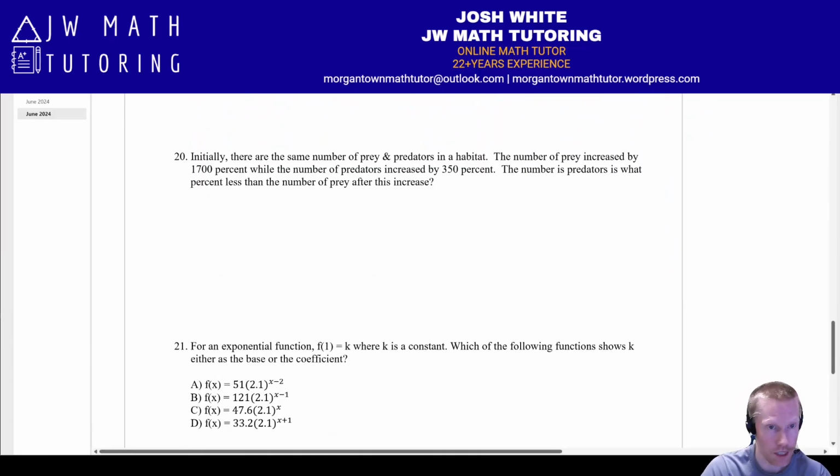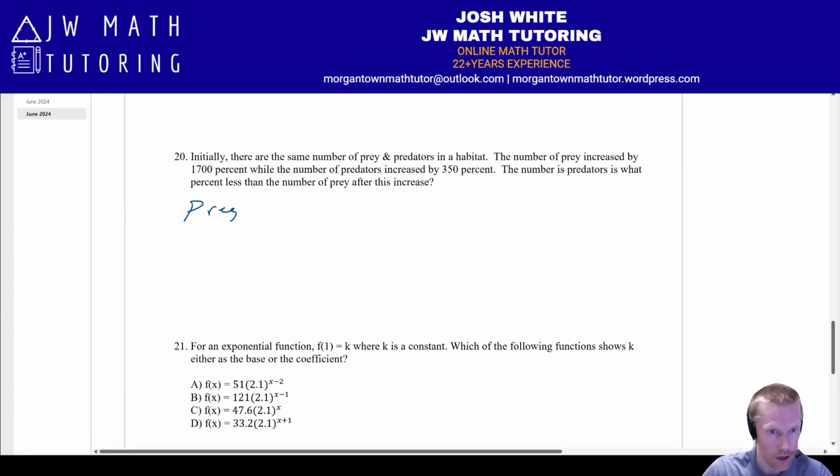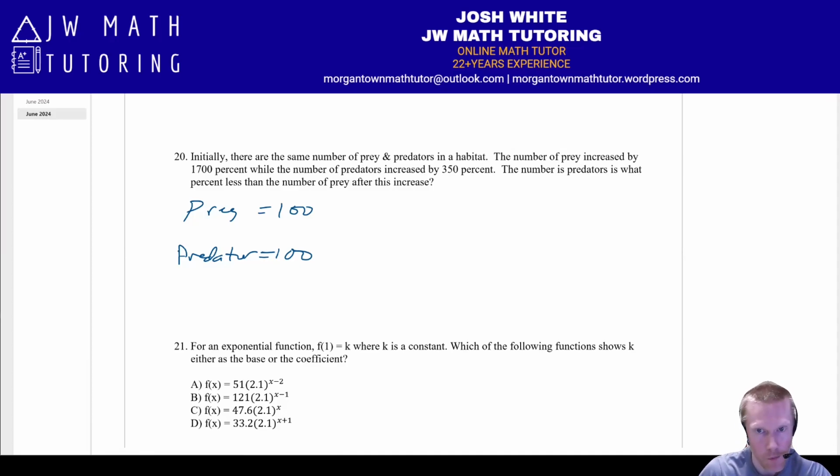All right, number 20 here. This is a predator-prey question. This seemed to be a very common question on the June 2024 test. The easiest way that I find to solve this is to start with the same value for each, which is 100. Obviously you have to start with the same number because it tells us that there are the same number, but what I meant is the easiest way is to use 100 as your starting value.